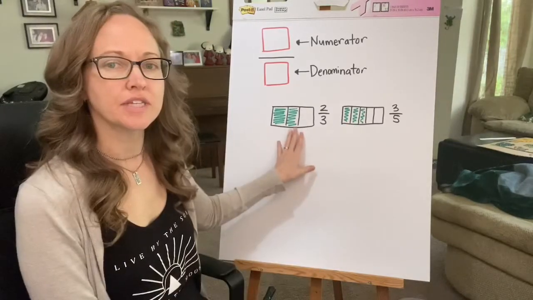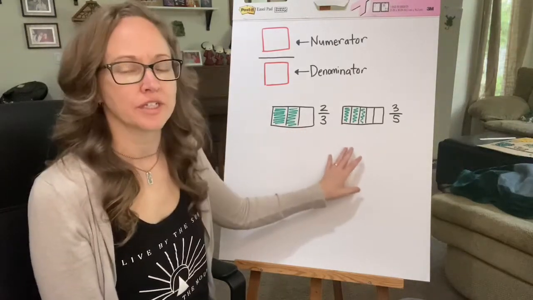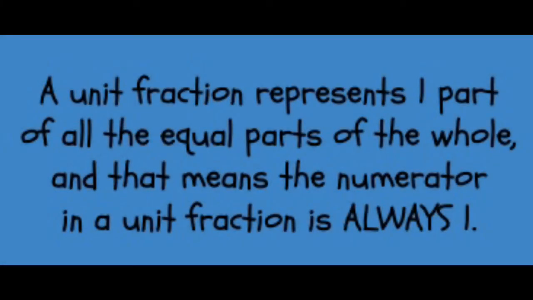All right, let's use these visual models to talk now about unit fractions. All fractions are made up of unit fractions. A unit fraction represents one part of all the equal parts of the whole. And that means the numerator in a unit fraction is always 1.